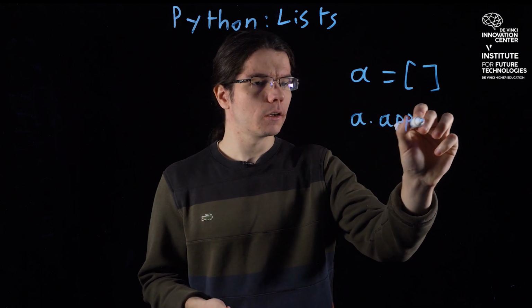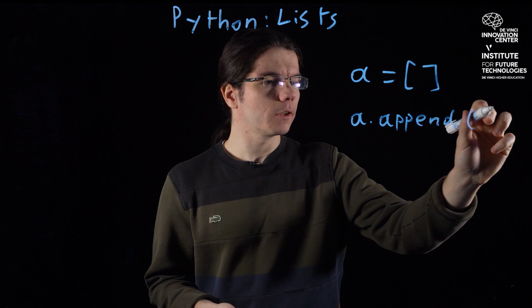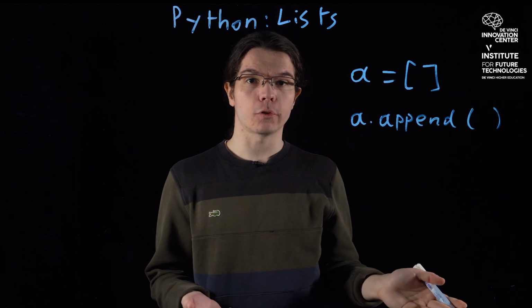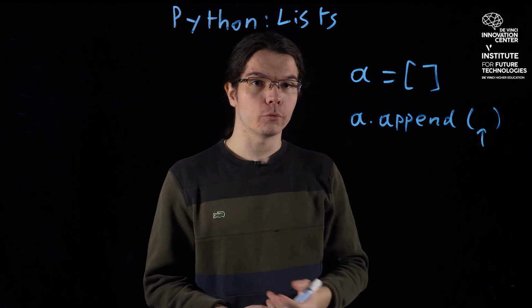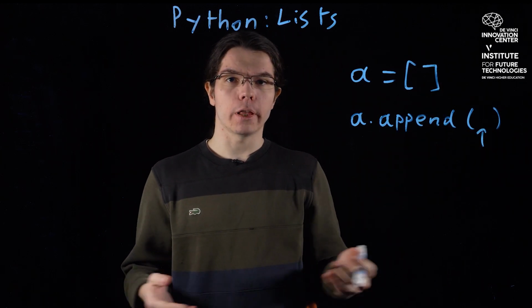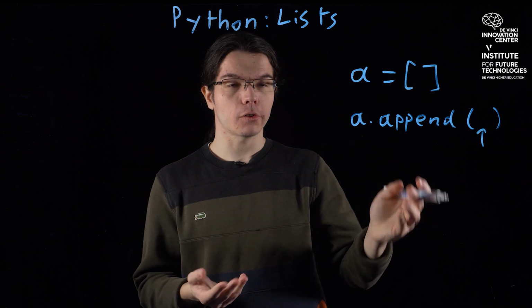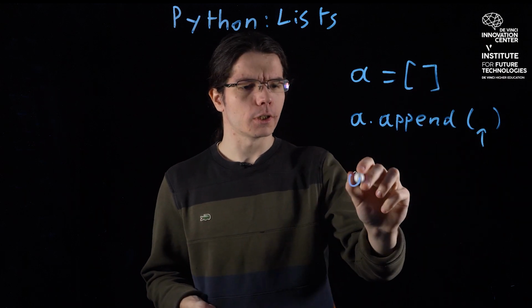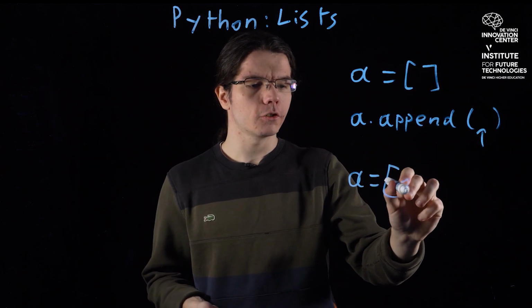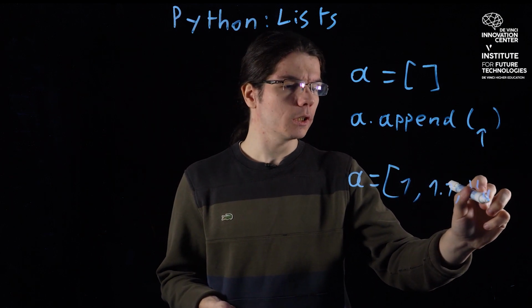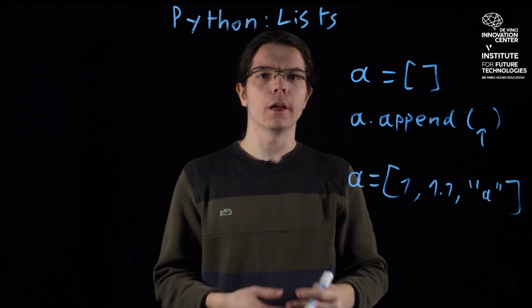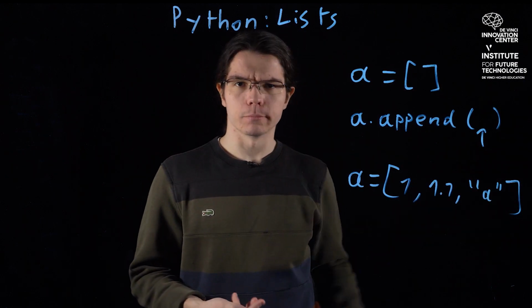So append, and here you can put any sort of variables that you want. You can put an integer, you can put a float, or you can put a string, and the list can handle any kind of variables, and it's not necessarily the same variable. So you can have a list that contains an integer, then it contains floating points, then it contains a string, etc. And the list can go on and on and on.